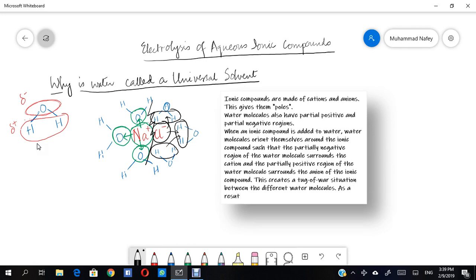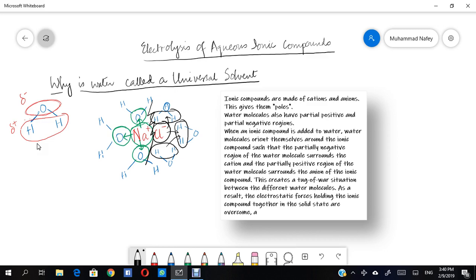As a result, the electrostatic forces holding the ionic compound together in the solid state are overcome, and the ionic compound dissociates into its respective ions. So that's all.